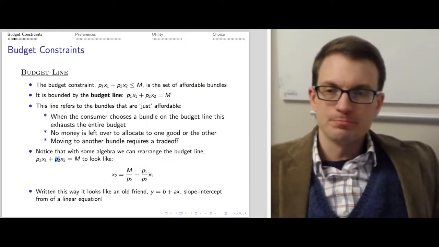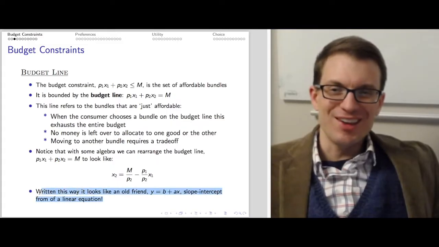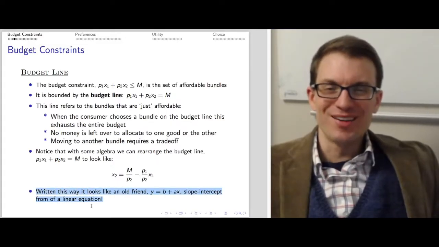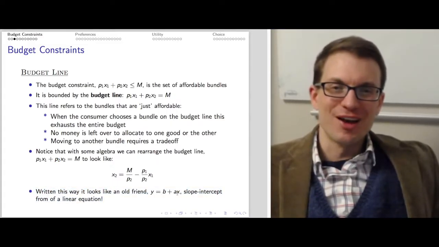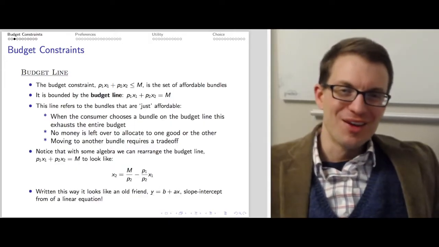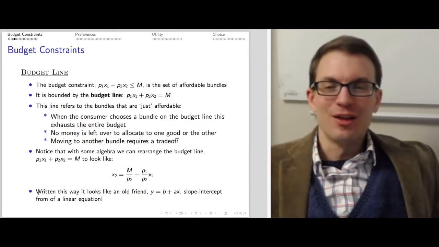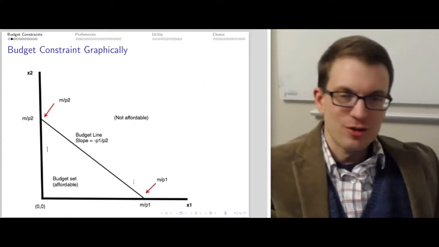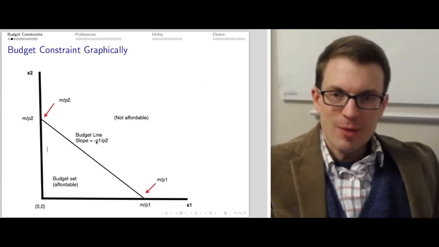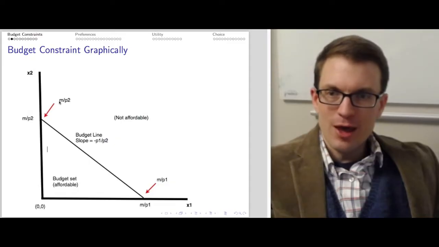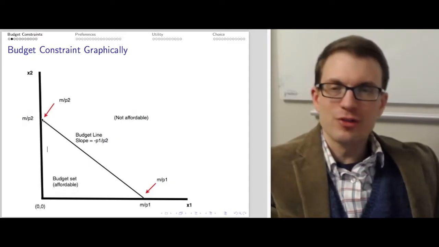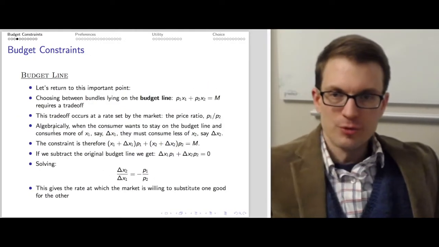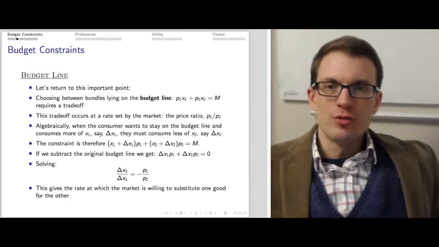times x1. And written like this, it looks like an old friend. It looks like our y equals mx plus b, or here I wrote y equals ax plus b. It's basically slope-intercept form of a linear equation. So here's the slope, and here's the intercept, m over p2. Let's check that. Sure enough, I said minus p1 over p2 is the slope, and m over p2 is the vertical intercept. Okay, cool.